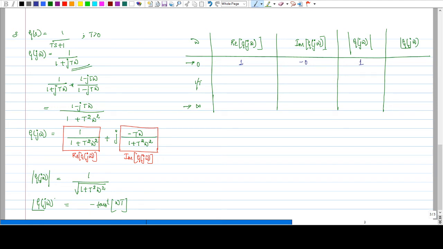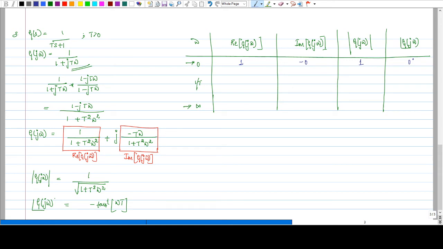Okay, and angle. Now angle, coming to this, tan inverse, like omega is approaching 0. So omega t will approach 0. So minus tan inverse of 0 is nothing but 0 degree.